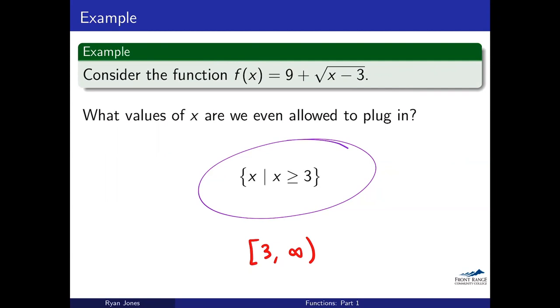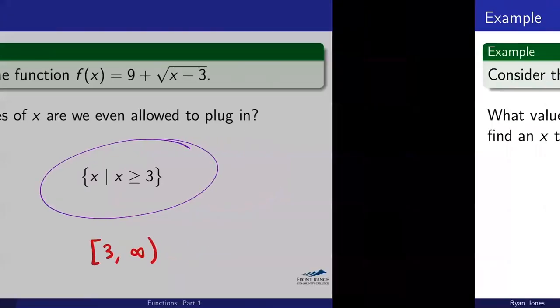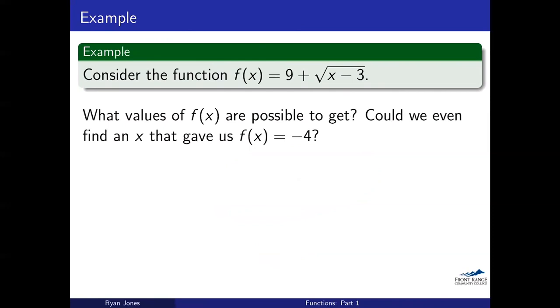Let's shift gears and think about what outputs I could even get. What y values could I get, given that I'm only allowed to plug in these x's that I've circled in purple here and written in red in interval notation? What y values are even possible to get out? Would it be possible to get -4 for y? Could you find an x that gives you -4? When I look at this, I don't think that you can. And there's a reason here.